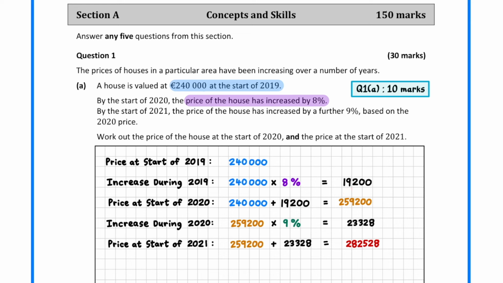To get the price at the start of 2020, we add on this figure to the 240,000. This gives us an answer of 259,200. In 2020, the price increases by a further 9%. To find the value of the increase, we multiply 259,200 by 9%. Then, to get the price at the start of 2021, we add this on to our 259,200.